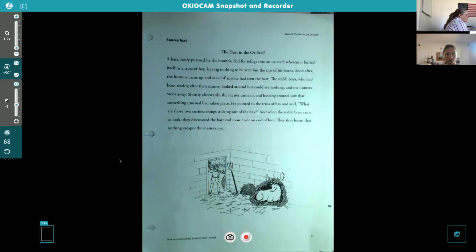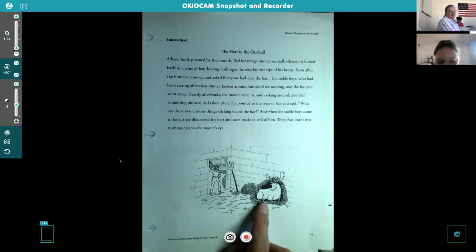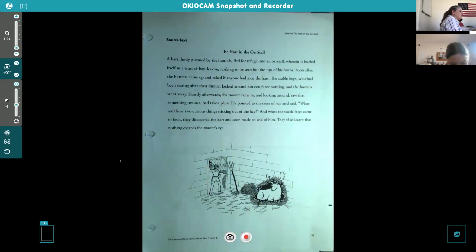I'm going to stop you right there for a second. I forgot to tell you this is an old story. There are words that we don't normally use in here. This is the hart, and it is a type of deer. It's a male deer, to be exact, that is at least 5 years old, so it's not a young one. And truss of hay is a different way of saying it, but basically you can tell by the picture it's a pile of hay.